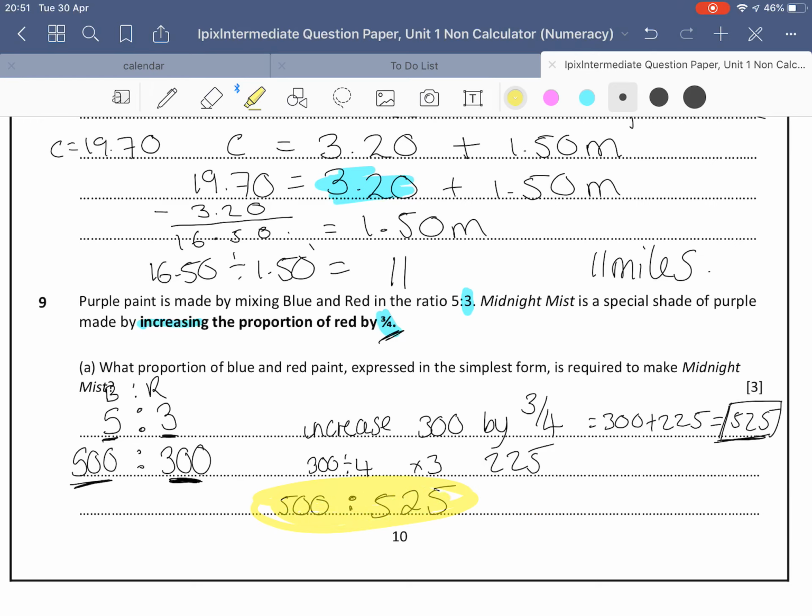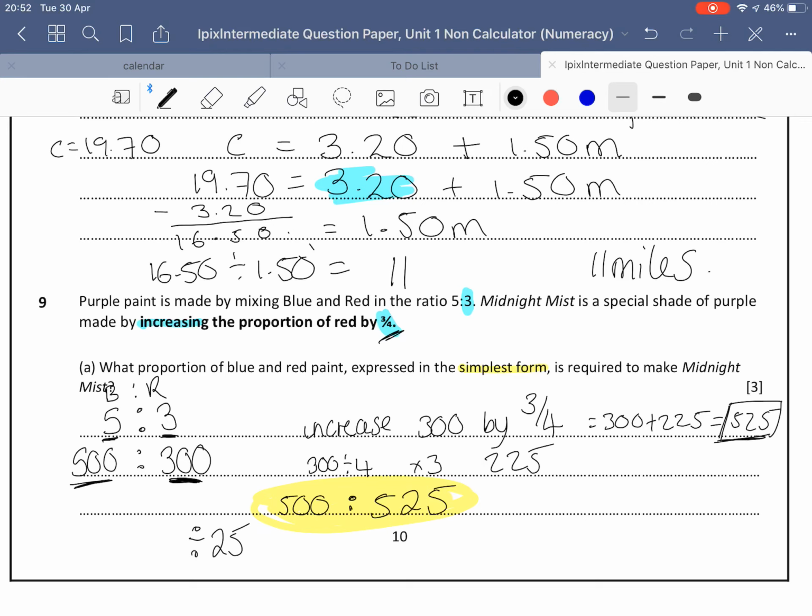Okay, so I've got 500 and 525, and it wants it in its simplest form. So I need to simplify this. Now, you want the biggest number that goes into 500 and 525. I know a 5 goes into it, so you could do 5 first, but it's easier if we do 25, because 25 goes into both those numbers. So I'm just going to divide both of them by 25.